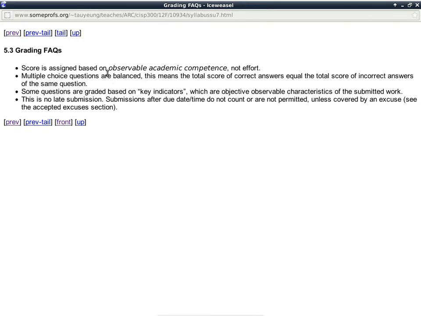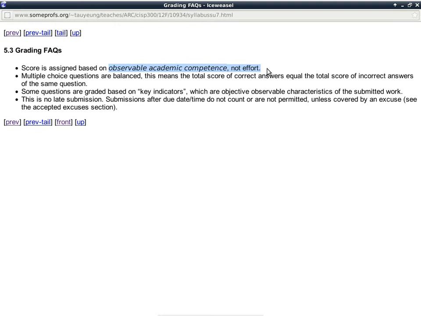Grading FAQ. I have one particular student who gave me, let's just say, a lot of challenges. He was a good friend of mine. We had a good relationship as professor and student. But he always asks these questions, and that's why the syllabus has a lot of the clarifications.